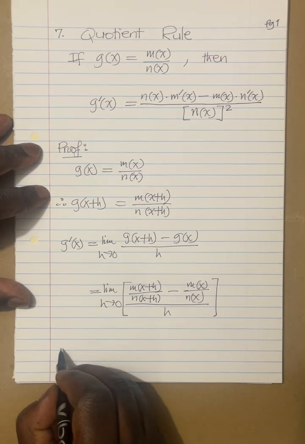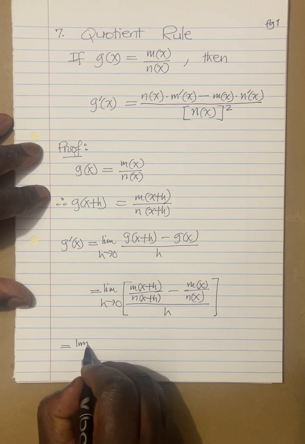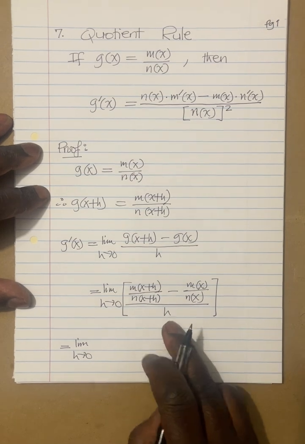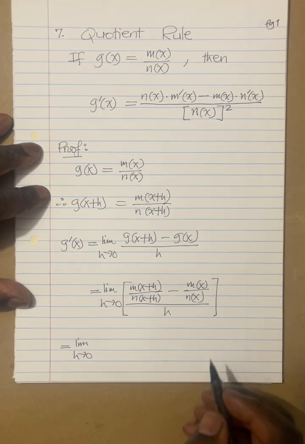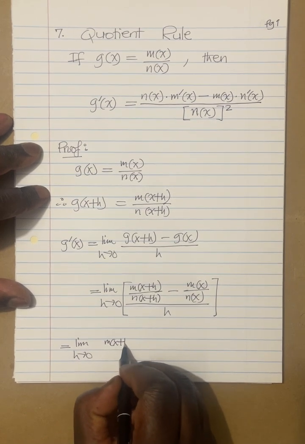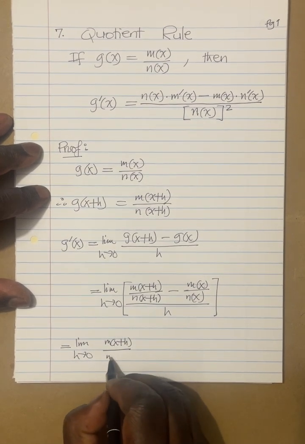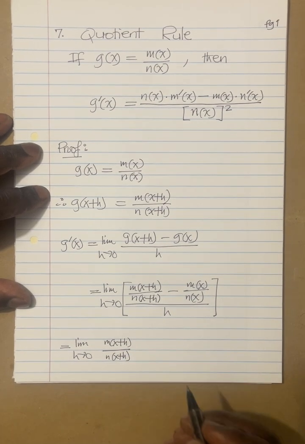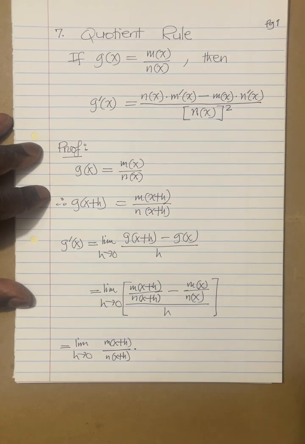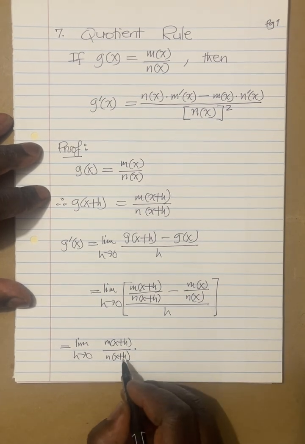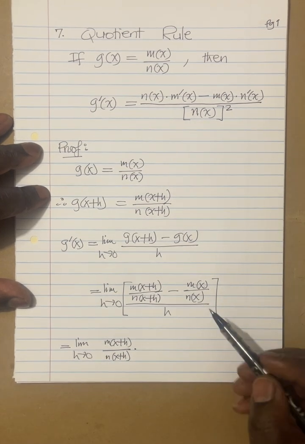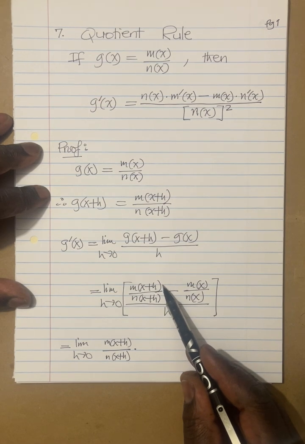Let me move back a little bit to here. This will be equal to limit as h approaches 0. We start with the special one, and I'm going to take h to the other side and bring it back at a stage. So we have m of x plus h all over n of x plus h, and here is a special one times, I'm going to multiply now the two. I'm going to multiply here by n of x and here by n of x.